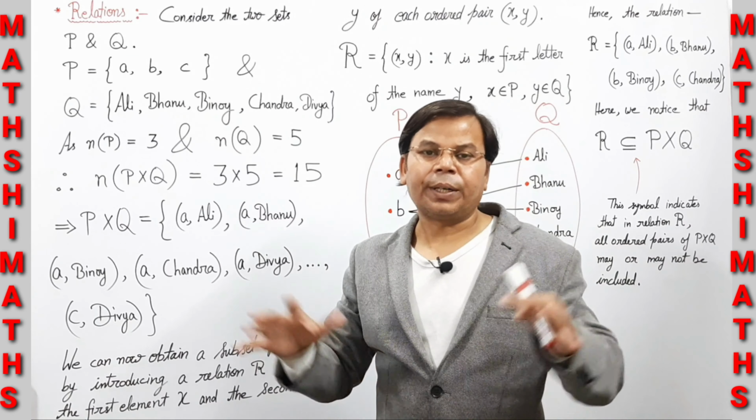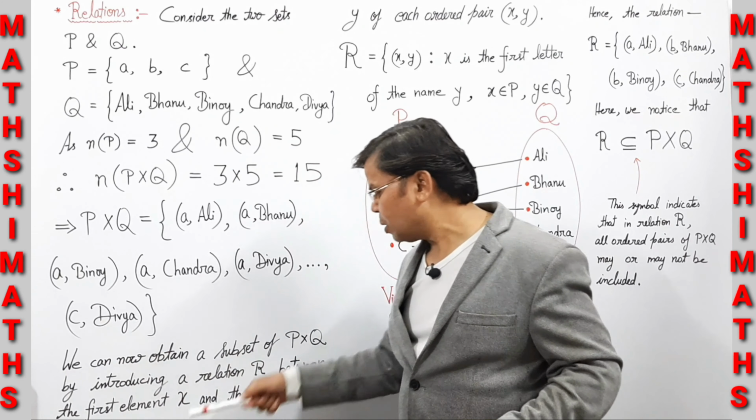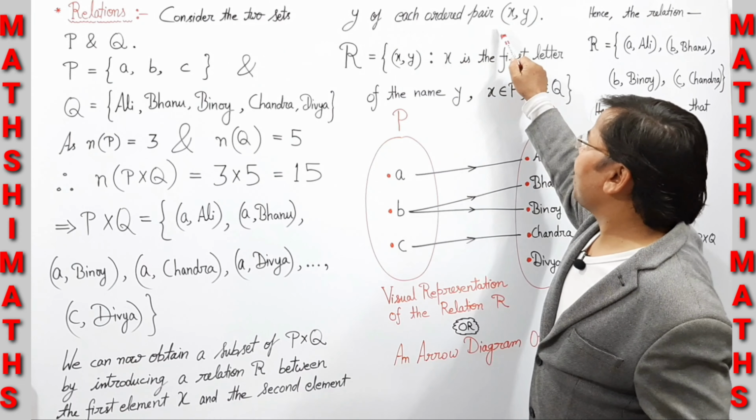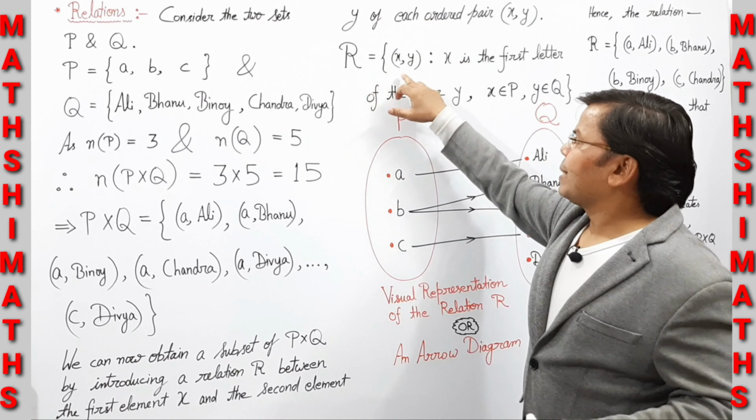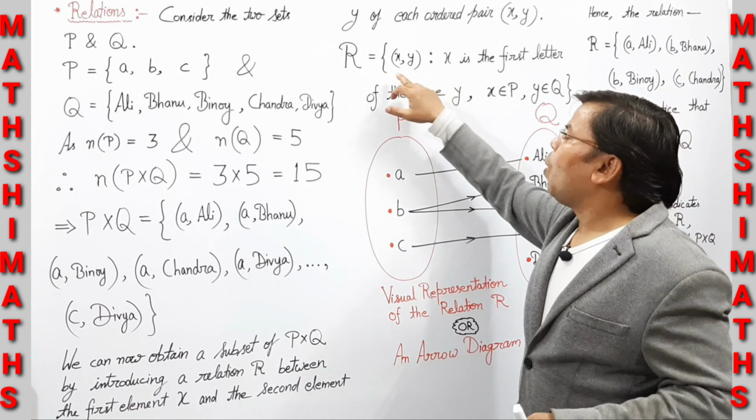We can now obtain a subset of the Cartesian product of P and Q by introducing a relation R between the first element X and the second element Y of each ordered pair X, Y. Let us consider the relation R equal to the set of all ordered pairs X, Y such that X is the first letter of the name Y, where X belongs to the set P and Y belongs to the set Q. Here this is the first set P and this is the second set Q, and these are the elements of set P and these are the elements of set Q. And this represents the relation, and the relation says that X is the first letter of the name Y.